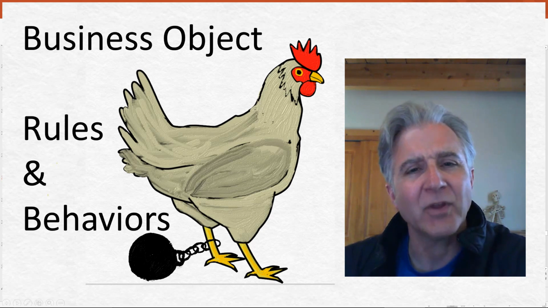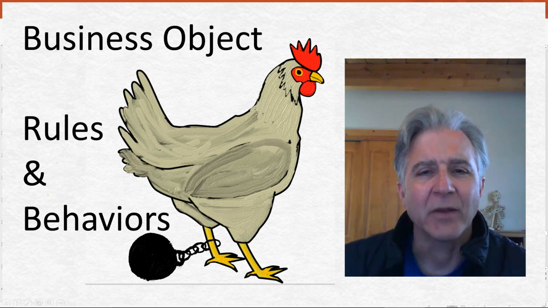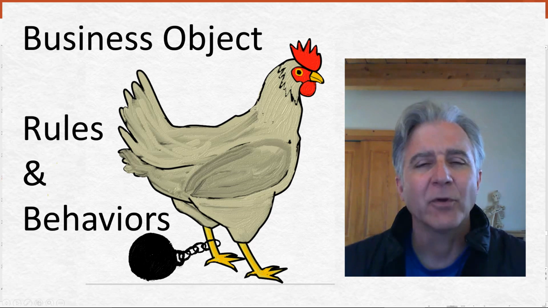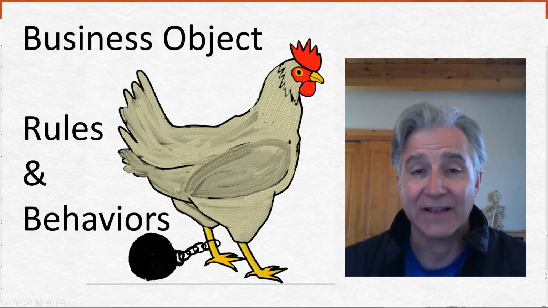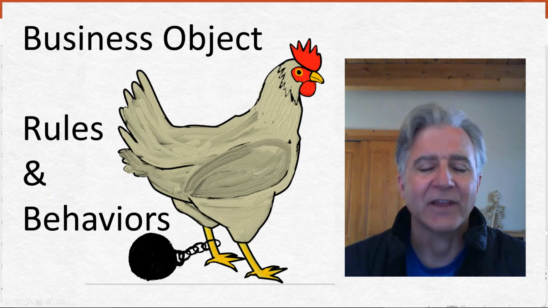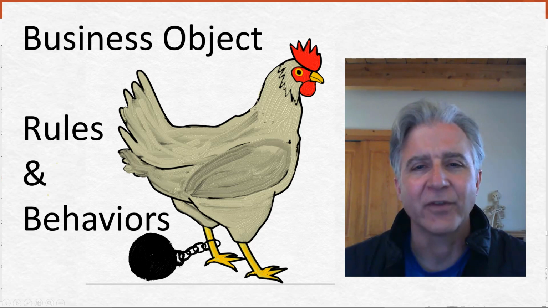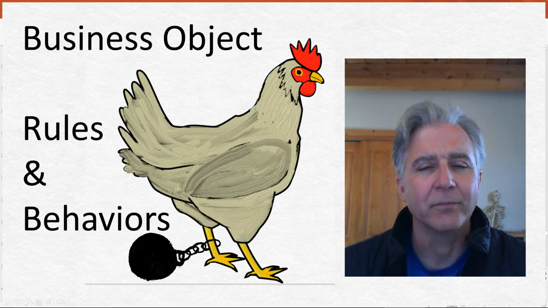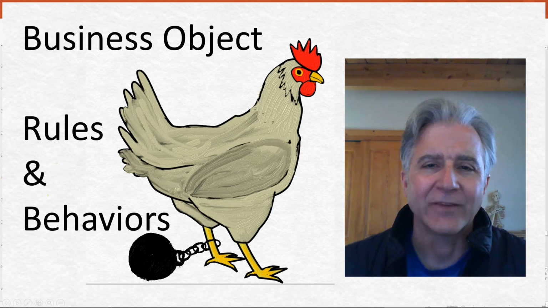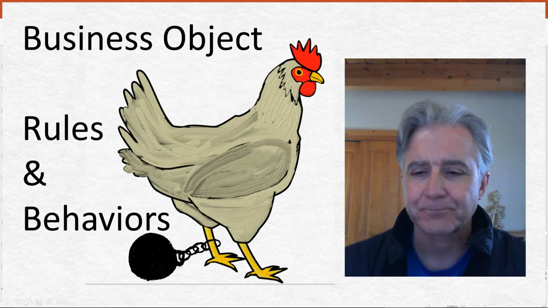I'm John, and today I'm continuing my thoughts about business objects. Specifically, I'm thinking about the rules and behaviors of business objects. In a previous video, I talked about business object life cycles and how business objects are independent things that have life cycles of their own. During that video, I also mentioned that business objects are subject to rules and have certain behaviors. Today I wanted to go into that in a bit more detail and give you some examples of what the rules and behaviors of business objects can be.